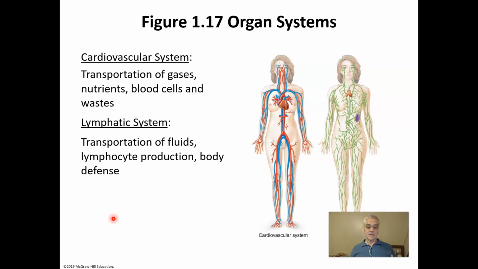Lymphatic system. This is obviously the transportation of fluids, lymphocytes, productions, body defenses. Fat absorption is another role of the lymphatic system. It's another tube system in your body, but different than the cardiovascular system. But still, it shuttles very important fluids around your body as well.